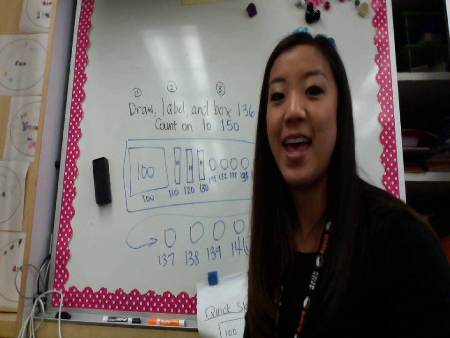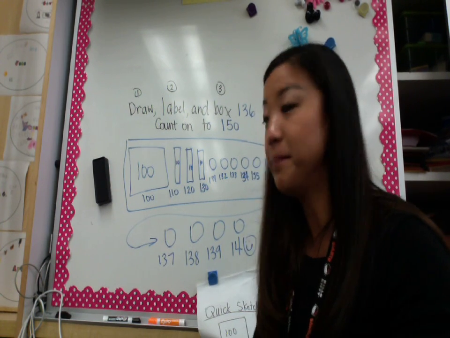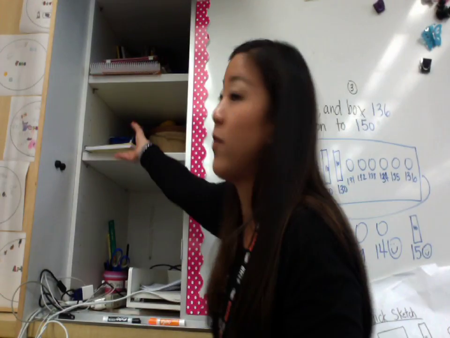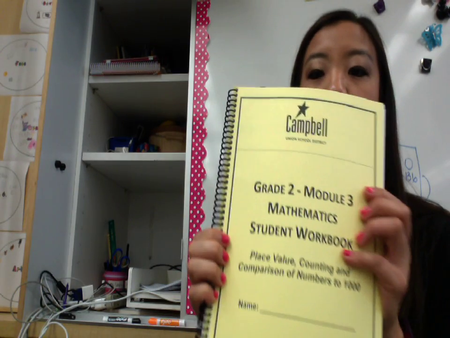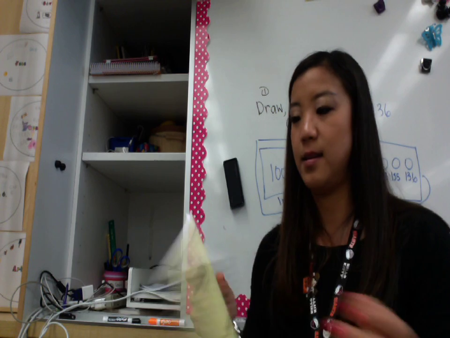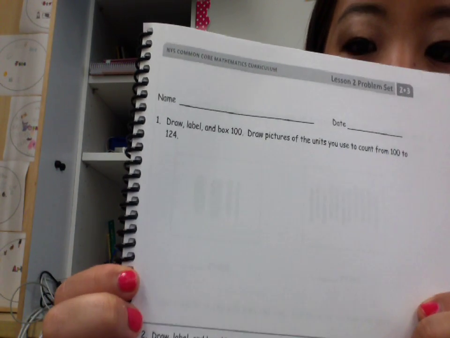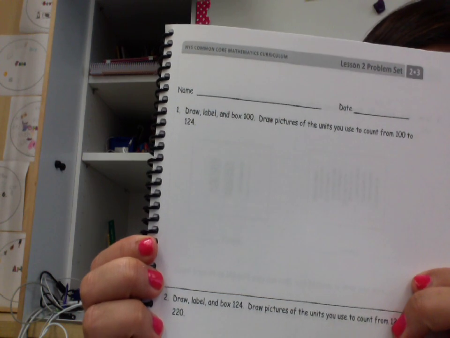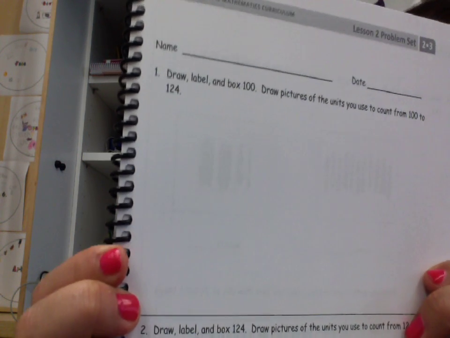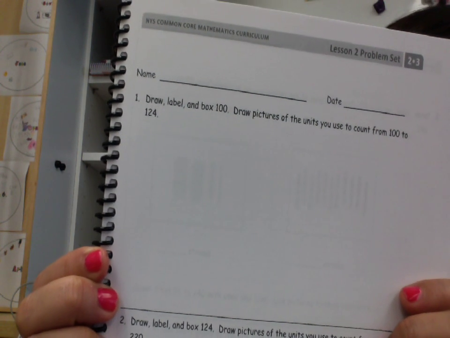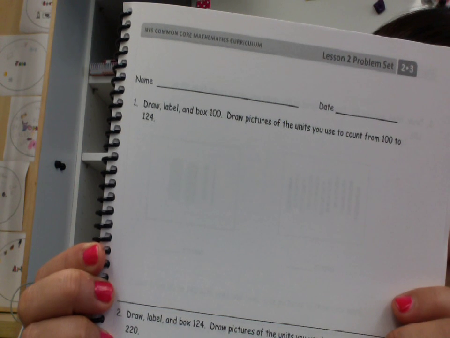So now you're going to do your problem set. You need to find lesson 2 problem set. So it's module 3. You need to find lesson 2. It says the same thing. You're starting with number 1. Draw, label, and box 100. Draw pictures of the units you use to count from 100 to 124.